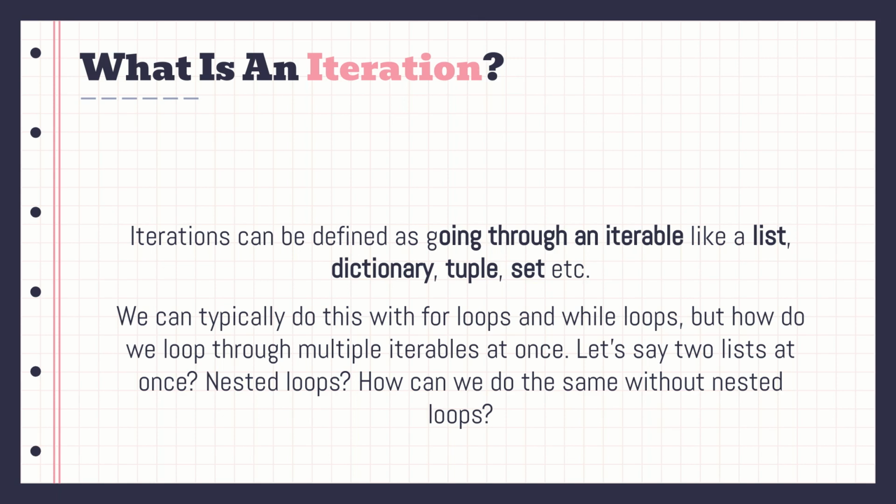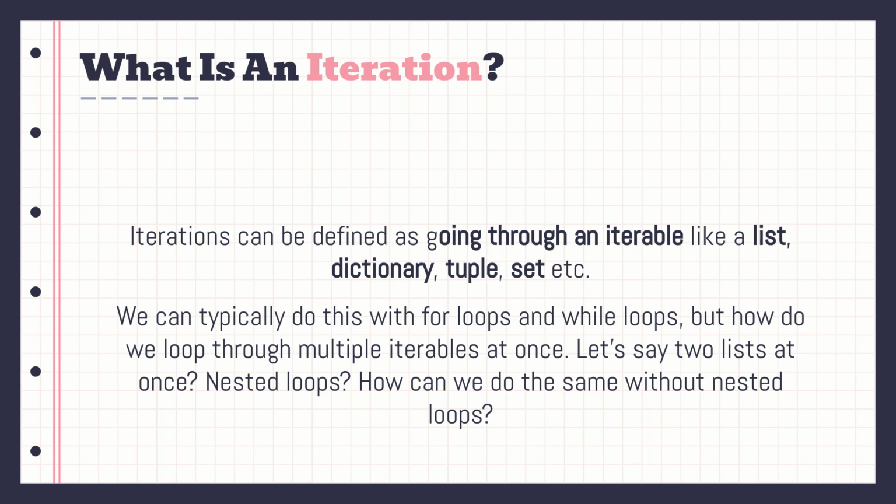But how do we loop through multiple iterables at once? In this case, maybe you have two lists that you want to iterate through at once, right? Without having to use nested loops or anything like that. So you might say, that's actually easy, I'm going to go ahead and use a nested loop. Yeah, that's one approach. You can use a nested loop, and that will also work. I will just show you code above that actually does that using a nested loop.